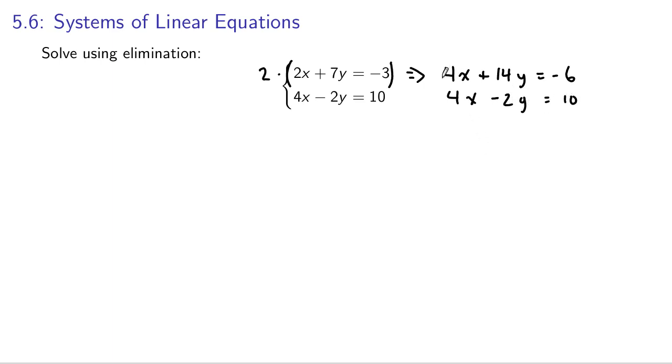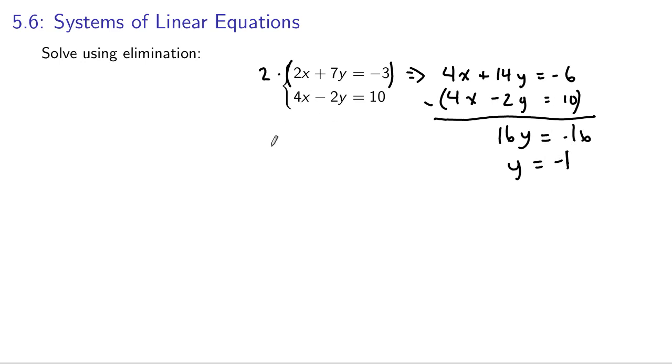If I write the second equation below the first equation, we can see now if I subtract the second equation from the first, I'll eliminate 4x. 4x minus 4x is 0. 14y minus negative 2y is 16y. Be careful with your double negatives. Minus 6 minus 10 is minus 16. So y must be negative 1. So we already have our y value.